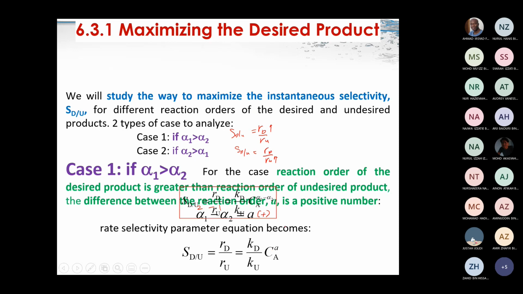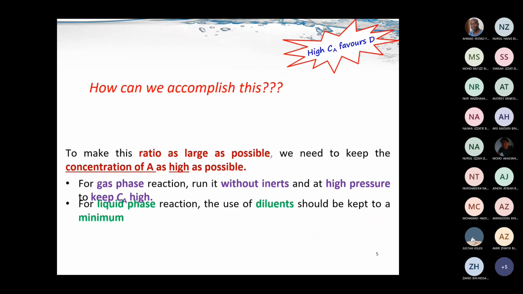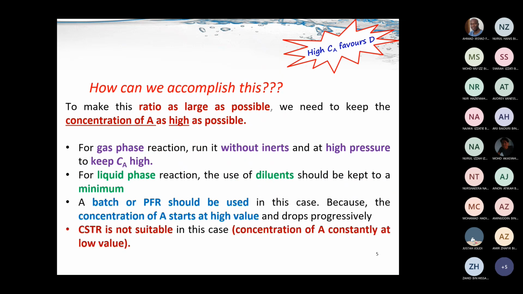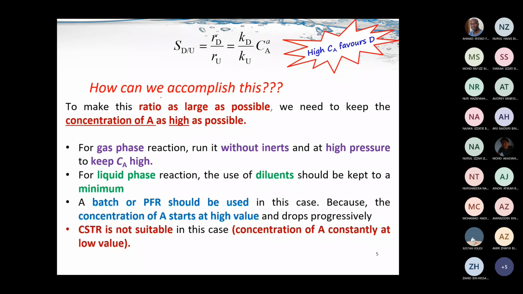SDU is equal to RD over RU, that is KD over KU, with the exponent replaced by a. Since a is positive, CA is to the power of a in the numerator. So how do we accomplish this? Remember, in order to have high selectivity to favor D, we have to increase CA.